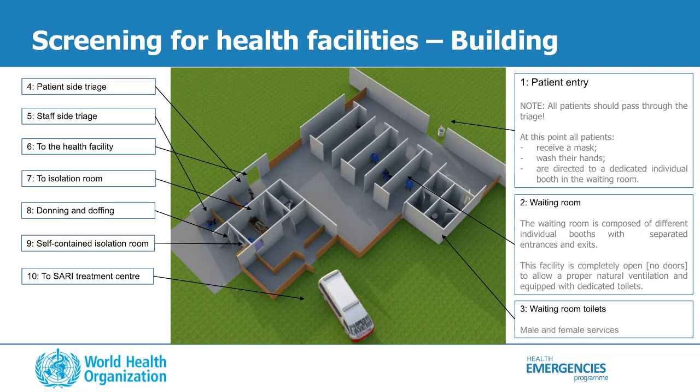Right from the waiting room, patients should access the screening area, which is divided into two zones, one for the patient and another for staff. This spatial separation allows staff to screen a patient without wearing any personal protective equipment. After the screening, patients can either be moved direct to the health facility if the case definition is not met, or be kept in a temporary isolation room while waiting for a referral towards a SARI treatment center.